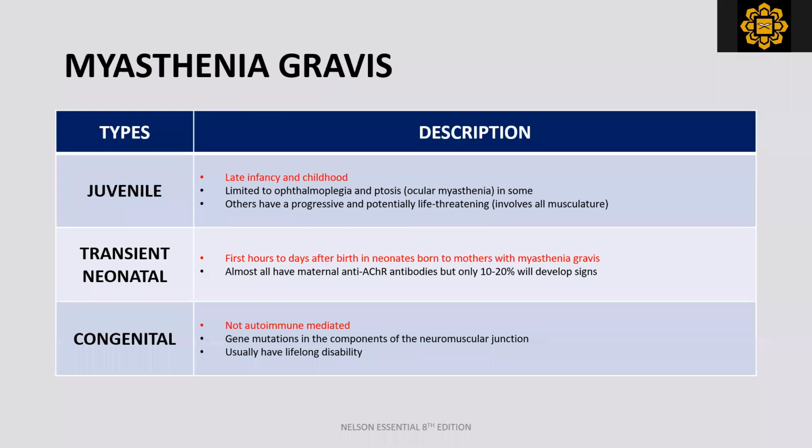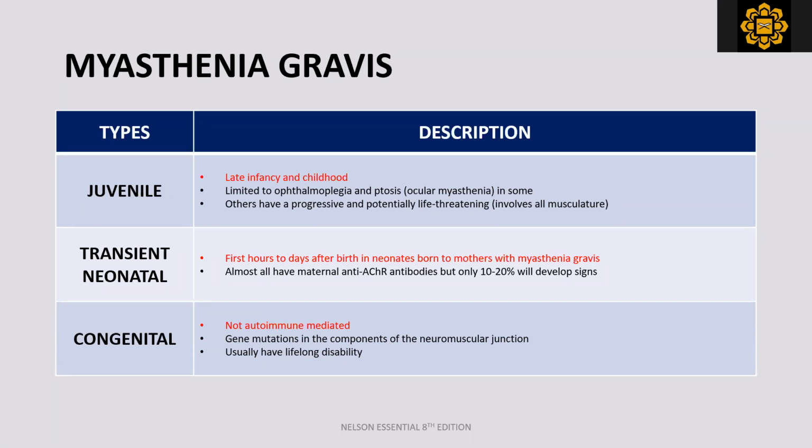Transient neonatal, as the name itself suggests, is transient and usually presents in the first hours to days after birth in neonates who are born to mothers who have myasthenia gravis. The mother passes the antibody to the child. However, only 10 to 20% will have these symptoms or signs of myasthenia gravis. And the treatment is usually supportive. We will give supportive treatment until the weakness remits, and then we can discharge the patient.